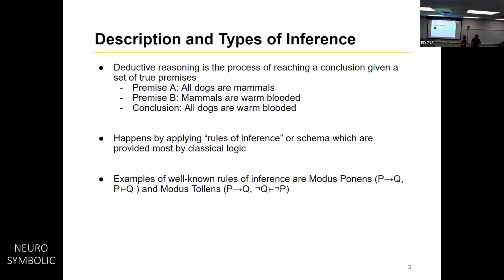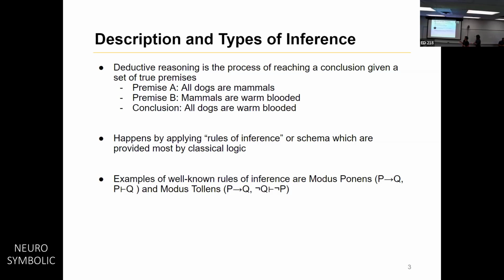So, a little background first. The idea of deductive reasoning is the process of reaching a conclusion given a set of premises. For example, we have premise A, which is all dogs are mammals. Premise B, which is mammals are warm-blooded. Therefore, you can derive that all dogs are warm-blooded.